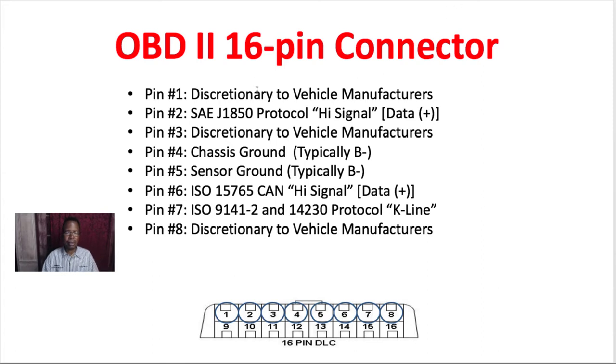Now, here are some important pins you should be aware of. Pin 4, chassis ground. Pin 5, sensor ground. All right, now, they don't have it down here, but pin 16 is the battery power. So you got 4, chassis ground, 5, sensor ground, and 16, the power to turn the scan tool on.